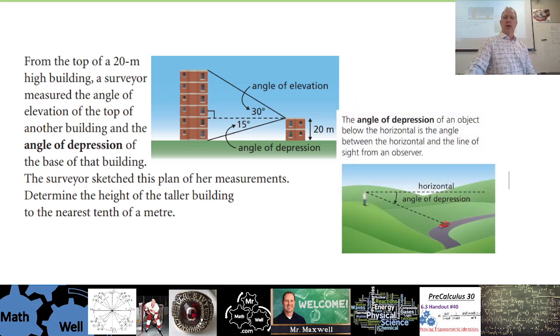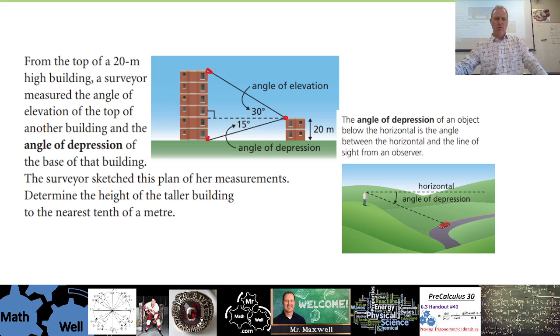This question says: from the top of a 20-meter high building, a surveyor measured the angle of elevation, we know what that is, horizontal up, to the top of another building, and the angle of depression. Now this is a bit of a new one for you, but angle of depression is horizontal down. So in the diagram, you've got a person on top of this building that's 20 meters high. They're looking up at the top of the next building that's taller than them, and they're looking down at the bottom, at the ground. Okay?